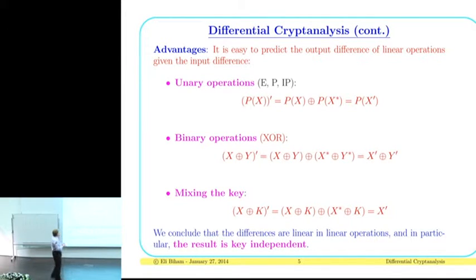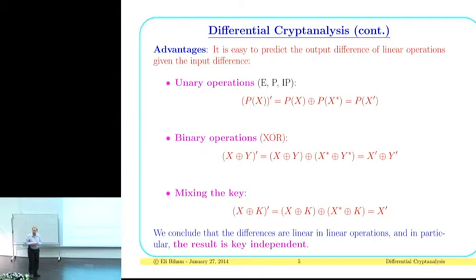So, let's assume that we have P and P star, and let's call the difference between them P prime equals P XOR P star, and for every X during encryption, we'll have X prime equals X XOR X star. Let's say that this X is the input of a function in the third round. We'll ask, what's the difference there? Let's say it's the output of a function in the fourth round, or maybe the input to the S-box S1 in the fifth round.